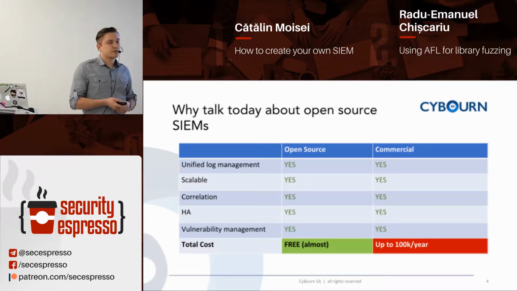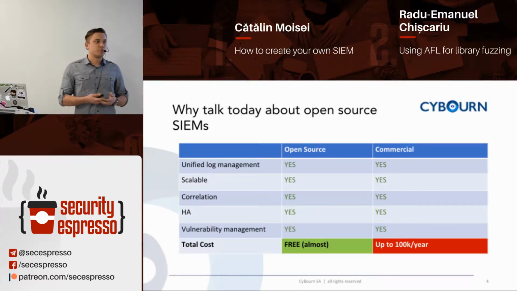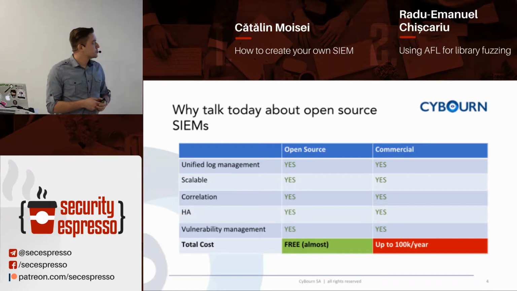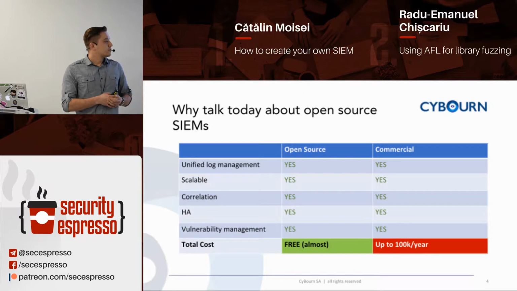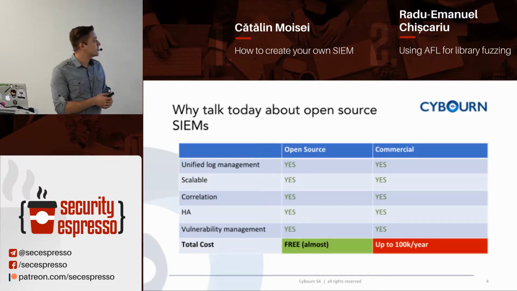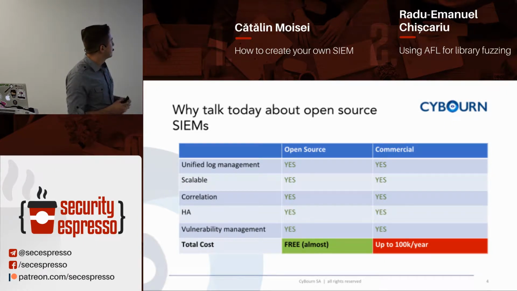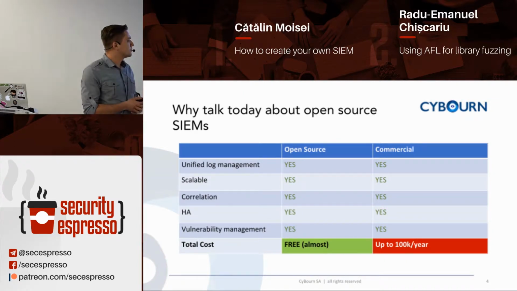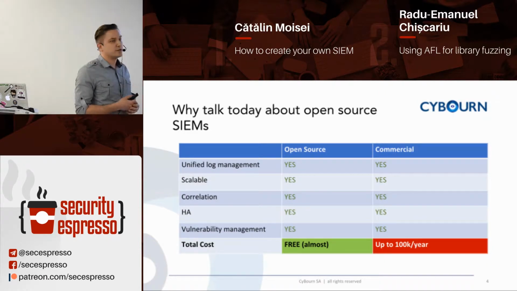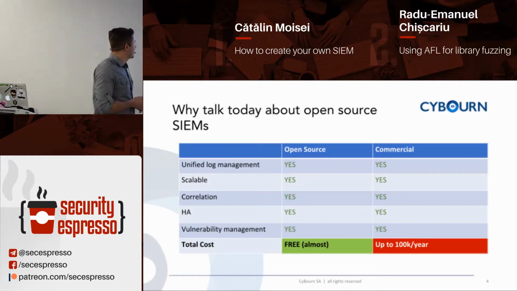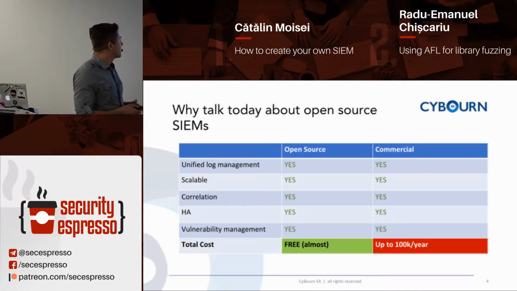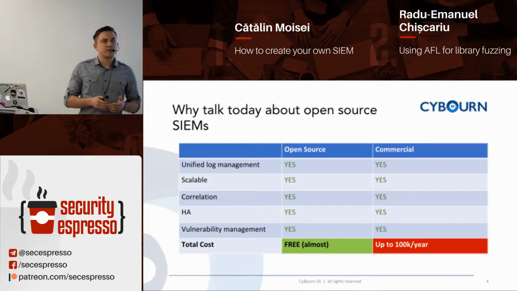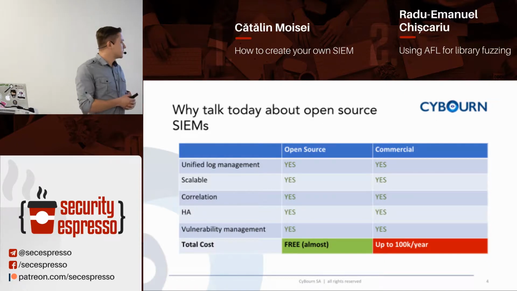The difference between open source and commercial is most of the time support. So most of these open source solutions have all the functionalities of commercial ones, like unified log management. You can get everything in just one place, in one big database. You can have scalability. You can do it for a really small company with just a couple of servers, or for big companies with thousands of servers or endpoints. You can have correlation, and in some cases, if you're really into it, you can also introduce machine learning with it. High availability with redundant clusters, and also vulnerability management or ticketing, stuff that will take your solution more into a security operations center zone.